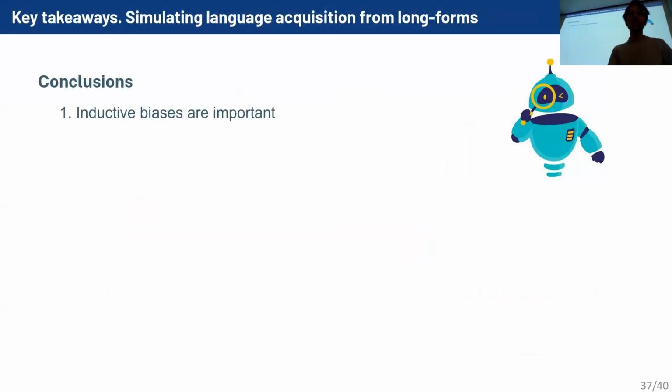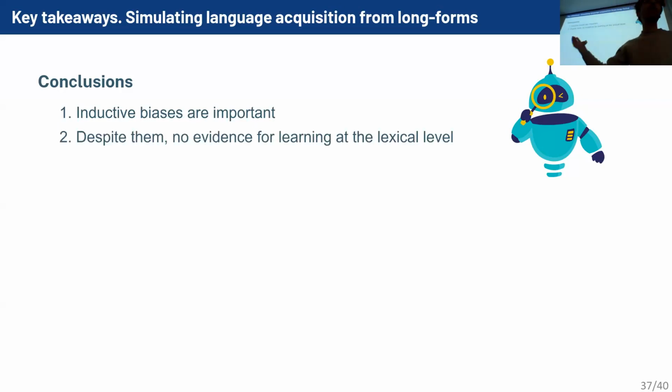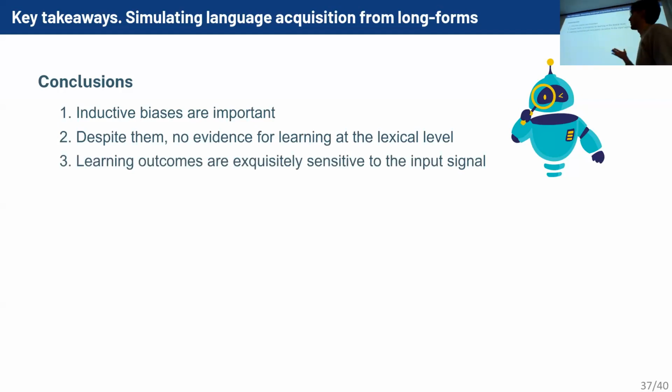All right, so maybe the conclusion. What we showed is that inductive biases are important, but despite them, we have no evidence of learning at the lexical level. So in a nutshell, we showed that the learning outcomes developed by our model are exquisitely sensitive to the input signal. And I think this is important for methodological reasons. As I said, oversimplifying the input data may lead us to oversimplify the learning problem.